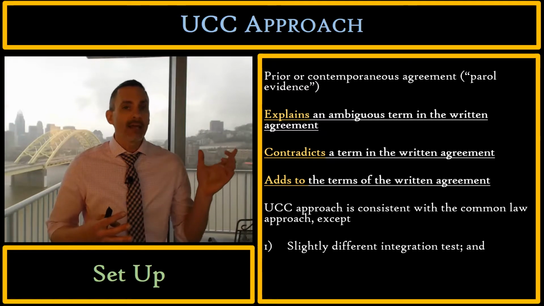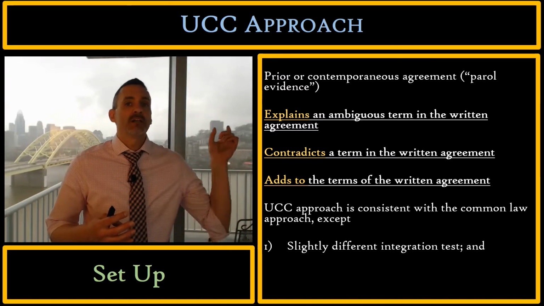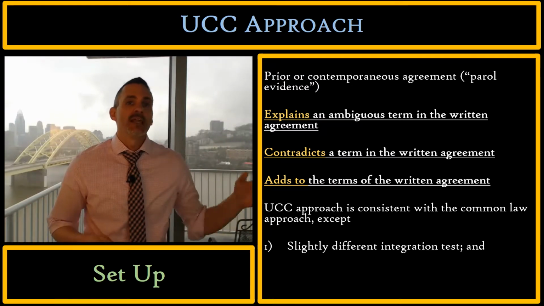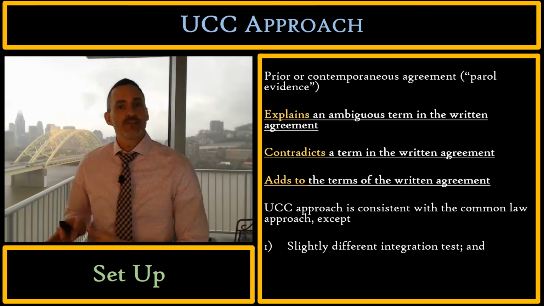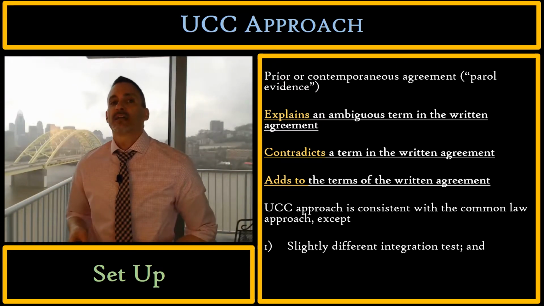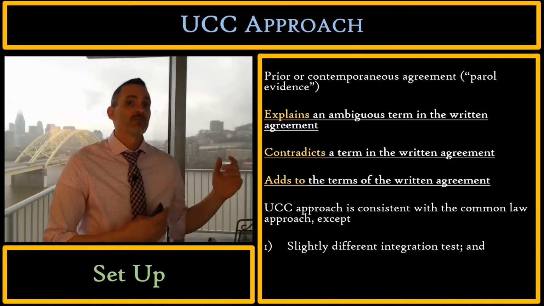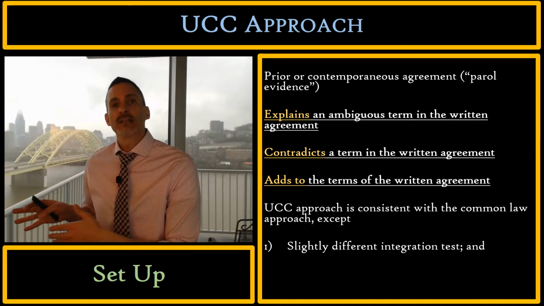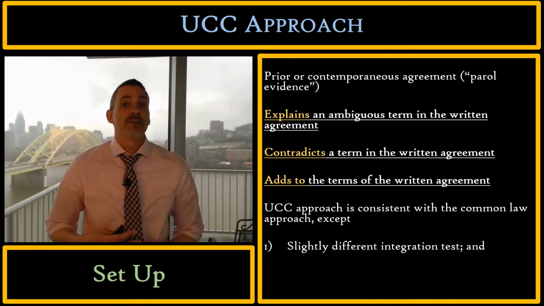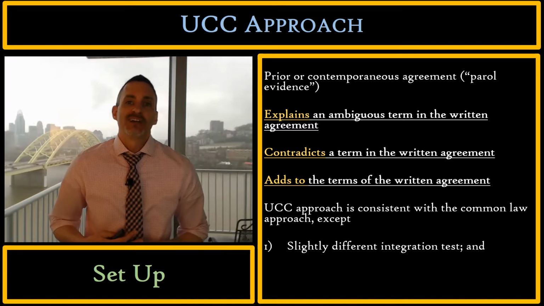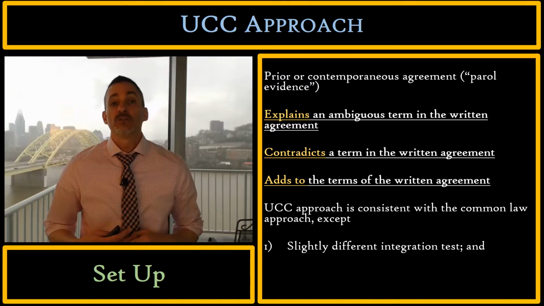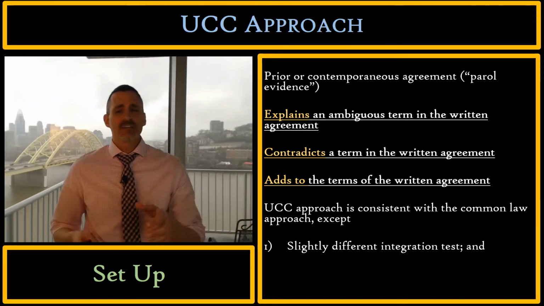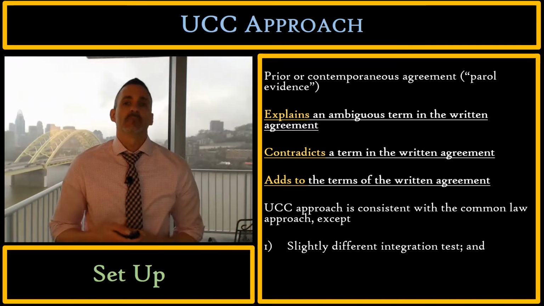Remember, we're going to ask whether the written agreement is a full or partial integration with respect to that parole evidence. If it is a full integration with respect to the parole evidence, we're not going to let the jury see that parole evidence. If it is a partial integration, we're going to let the jury see it. What was our integration test under the common law? It was the natural inclusion test, or the natural omission test. The UCC test is very similar, just slightly different, so we'll spend a little time on it.